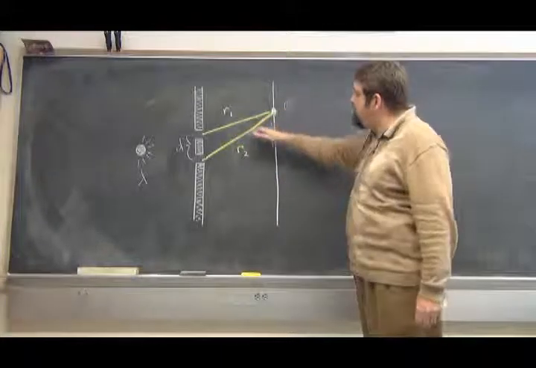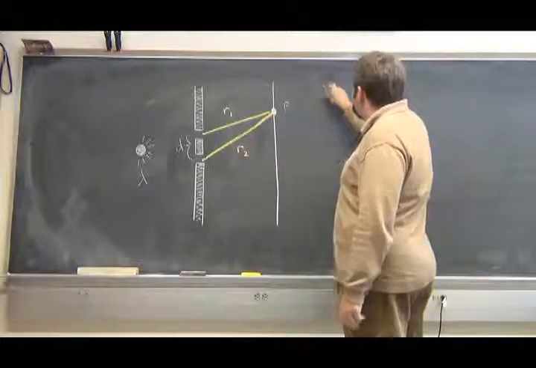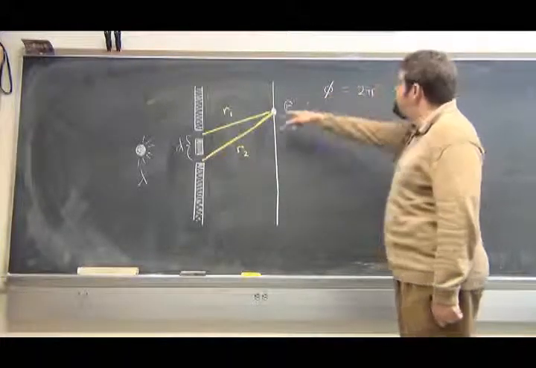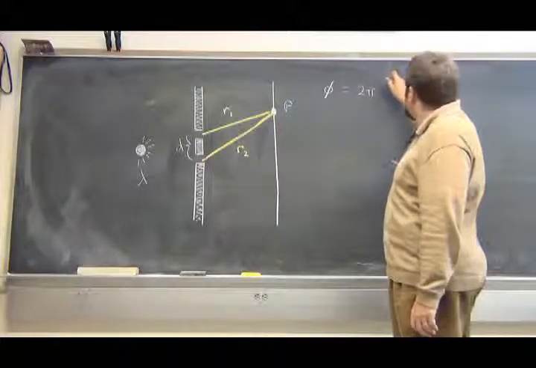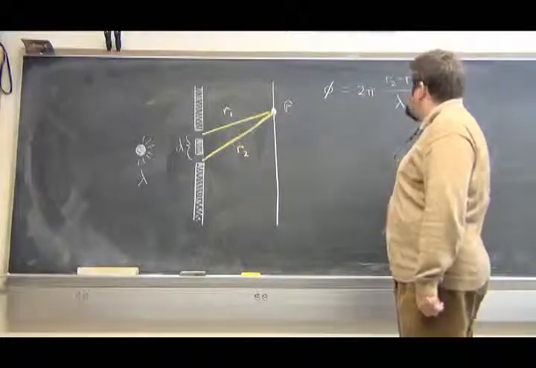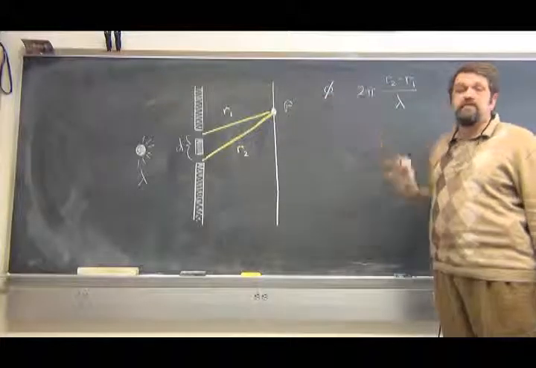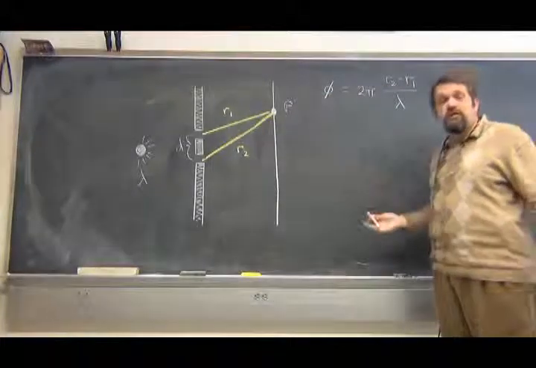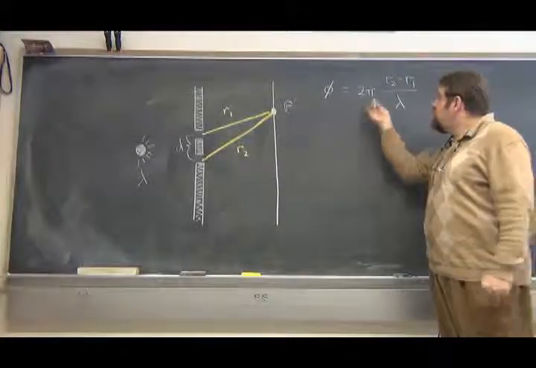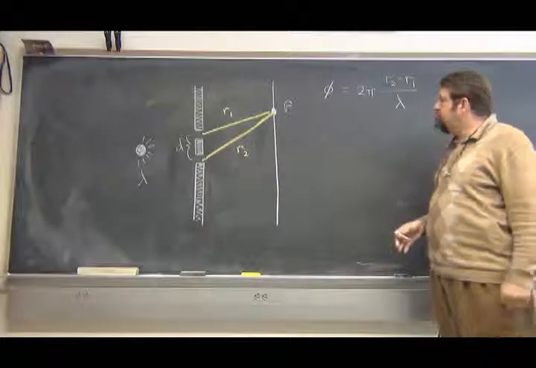In fact, the phase difference for the 2 waves that arrive at this point from the 2 slits, that phase difference phi, is equal to 2 pi times the difference in these 2 distances, let's call it r2 minus r1, divided by the wavelength. It's the difference in terms of number of wavelengths times 2 pi. That's the phase difference. And you'll have constructive interference when this phase difference is something like 0 or 2 pi or 4 pi or so on. You'll have destructive interference where this phase difference is pi or 3 pi or so on.